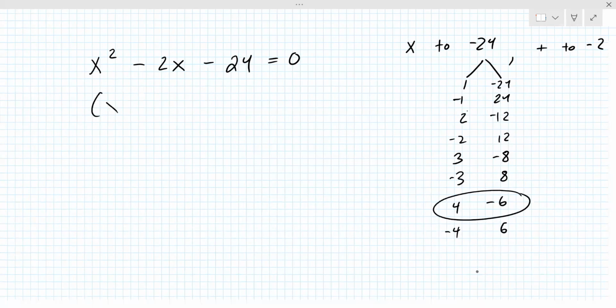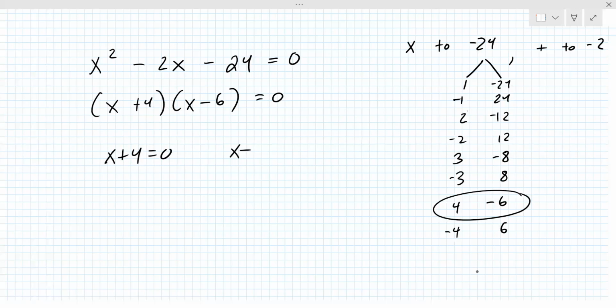Yes. So if you're at x plus 4, x minus 6 equals 0, set both of those equal to 0, what would your final answer be? x equals negative 4 and x equals 6. Perfect. Really good. All right, I'm going to go ahead and stop the recording right here for today.